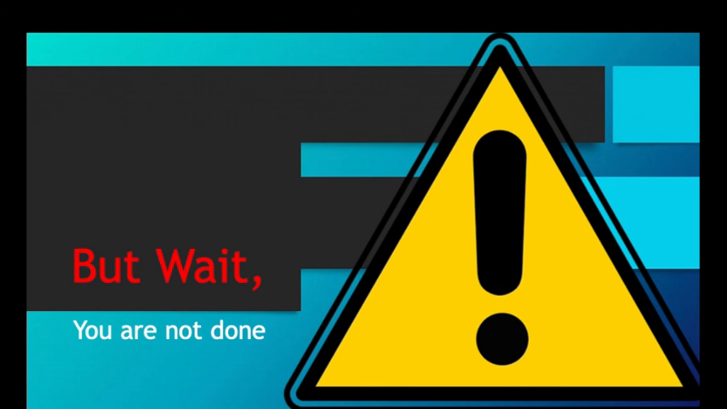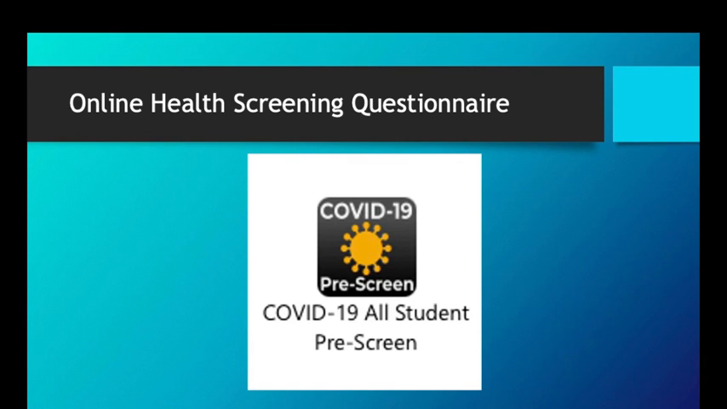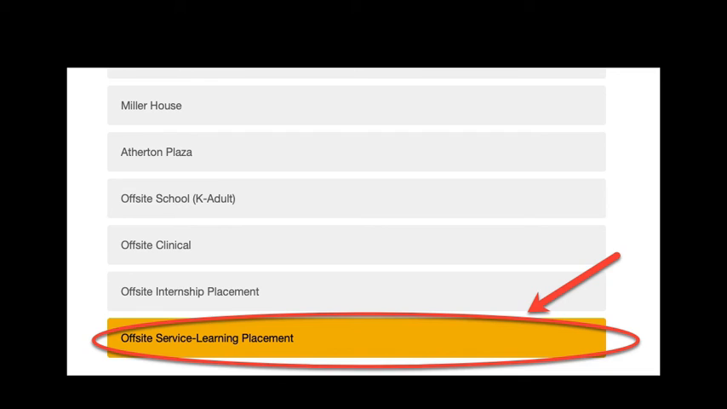But you're not done. Lastly, you are required to complete the online daily health screening questionnaire prior to completing in-person hours. This must be completed every single time that you go to your service learning site. You can access this form on your Microsoft apps or through the single sign-on access by clicking on the COVID-19 pre-screen checklist, which is the one shown on the screen. You will be asked to answer some health questions and identify any individuals you will have contact with. When selecting the remote campus facility, click on Off-Site Service Learning Placement as seen on the screen.